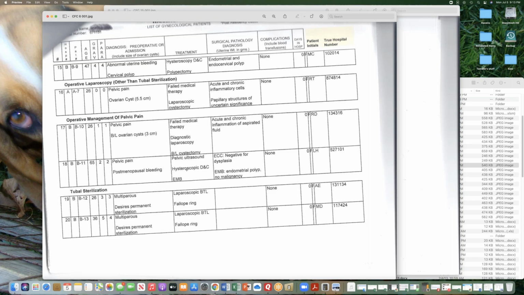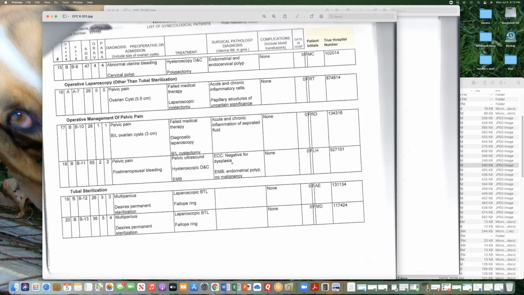Yeah, so this EMB, really, assuming it was done in the office, really should be on the pre-op. The hysteroscopy D&C is why the patient's on the GYN list. Okay. So I'm assuming the ECC, EMB, would you put that in diagnosis preoperative or?